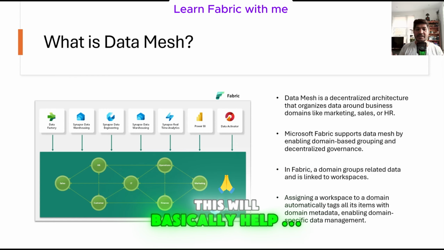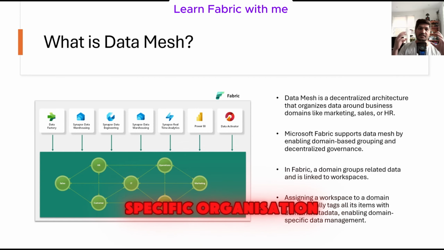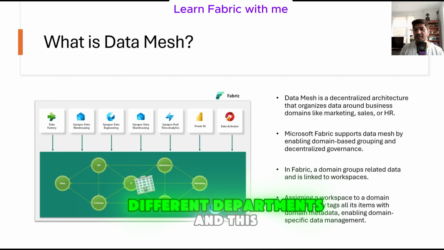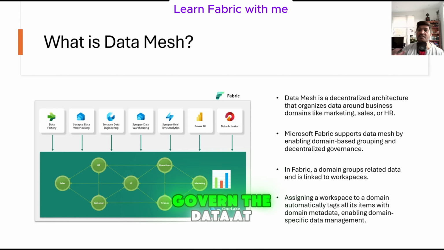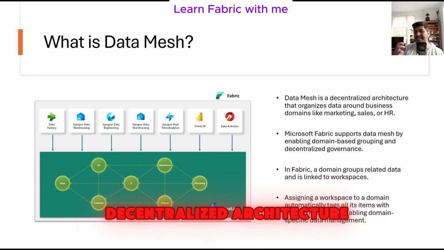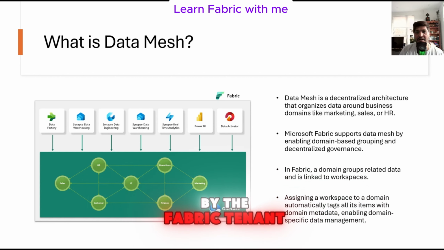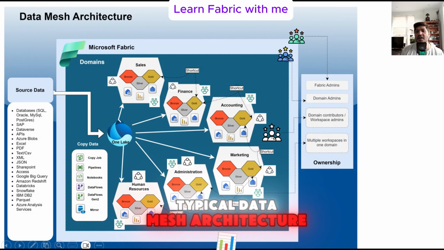This will basically help you understand, within a specific organization, what kind of data is being used across different departments, and this helps you govern the data at a more federated level as well. So even though it's a decentralized architecture, it is centrally governed by the Fabric tenant, the Fabric administrator. This is how a typical data mesh architecture looks.